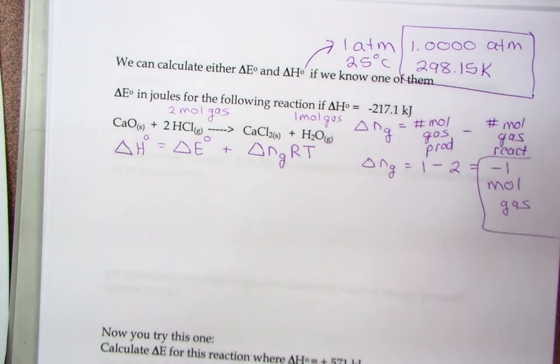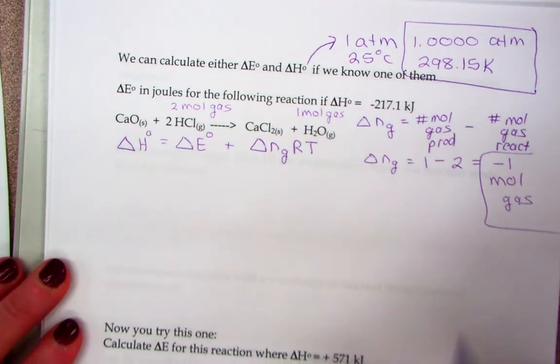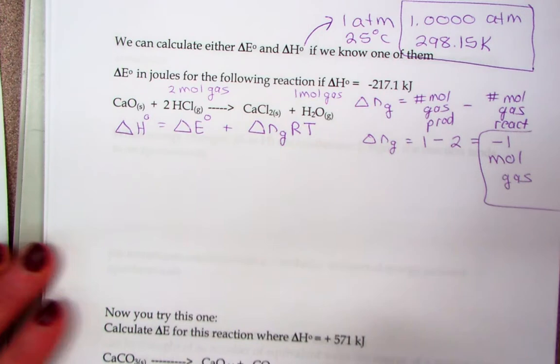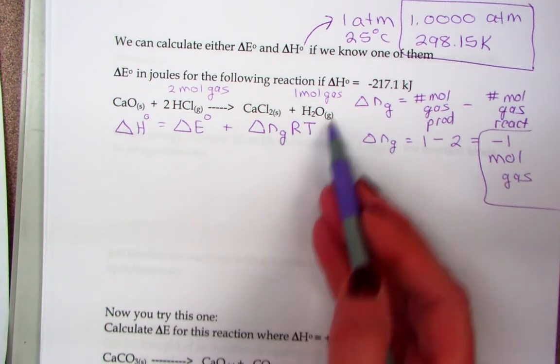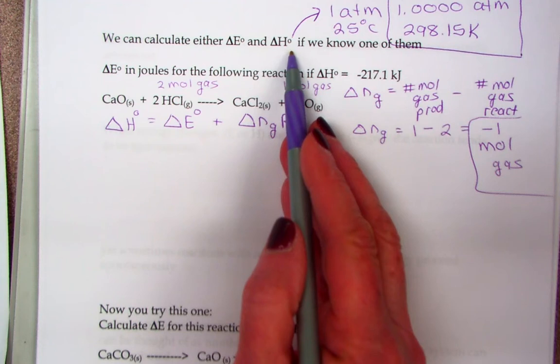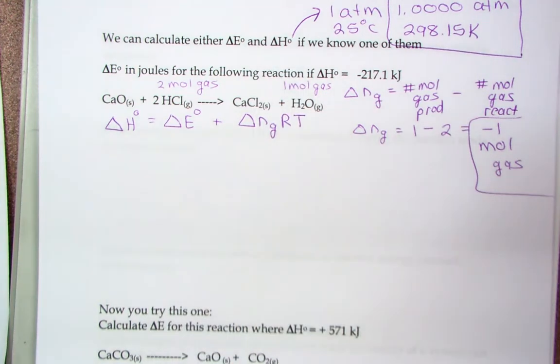Now, you do not follow your natural inclination to take the absolute value and always work with positive numbers. A lot of people just feel like, oh, we can forget the sign. You can't. So now we have the delta N sub G. We know R because it's a constant. We know the temperature because we have the superscript 0, which means it's 298.15. So now we can plug this in.